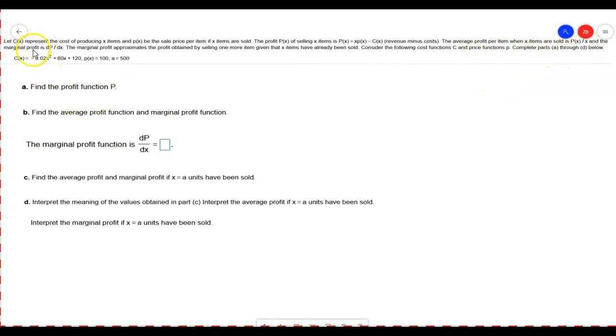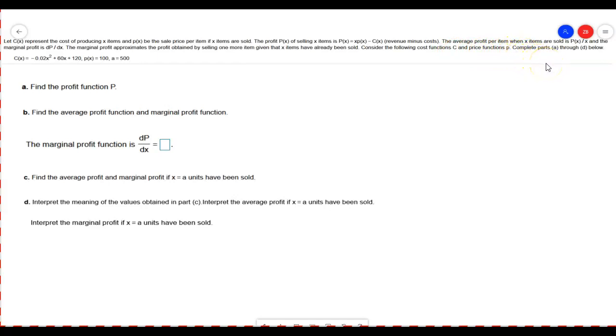and that is your average profit per item. And the marginal profit is your dP, which is like the derivative of your profit with respect to X, so it's dP over dX. And the marginal profit approximates the profit obtained by selling one more item given that X items have already been sold. So for example, if you've already sold 100 items, the marginal profit would be the profit of selling the 101st item.